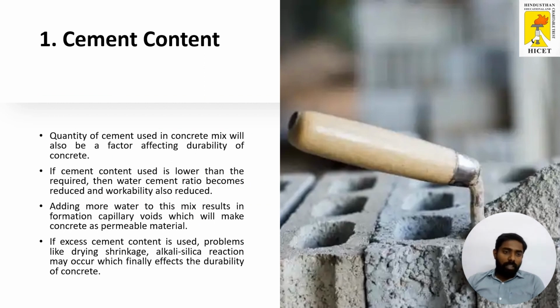The quantity of cement used in the concrete mix is also a factor affecting the durability of concrete. If the cement content used is lower than required, then the water cement ratio becomes reduced and the workability also gets reduced. Adding more water to the mix results in the formation of capillary voids, which will make the concrete a permeable material. And if an excess cement content is used, problems like drying shrinkage and alkali silica reaction may occur, which finally affects the durability of the concrete.